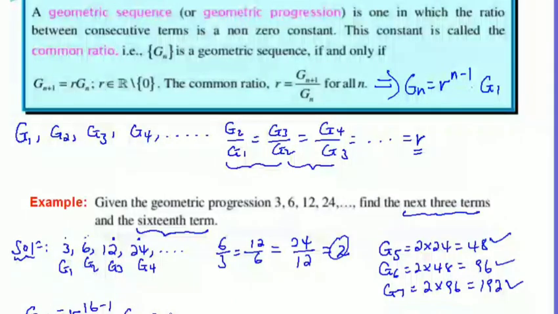But r is the common ratio, which is 2. Our common ratio is 2. So 2 to the power of 16 minus 1, which is 15, times the first term, 3. Or you can write 3 times 2 to the power of 15. This is a big number. You don't need to calculate the detail of it; simply put, the 16th term is 3 times 2 to the power of 15. This is the 16th term.